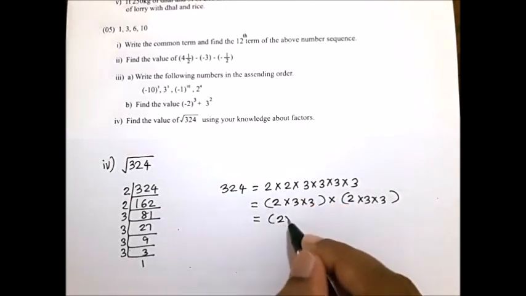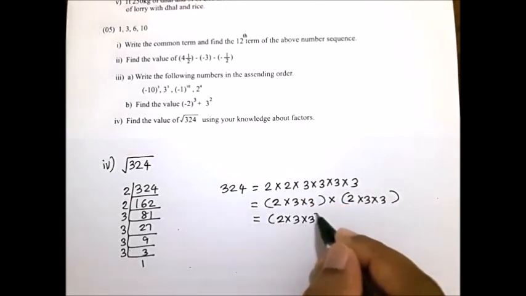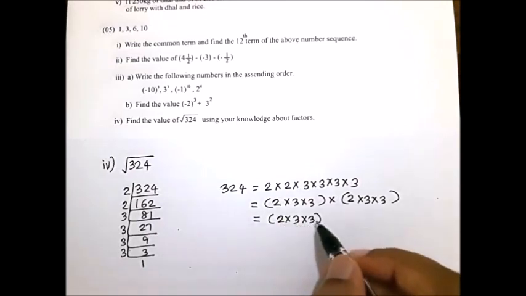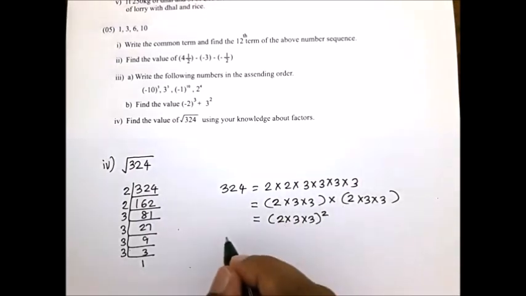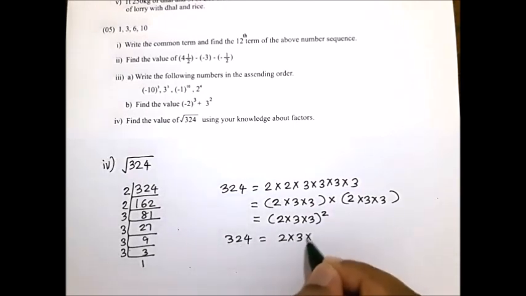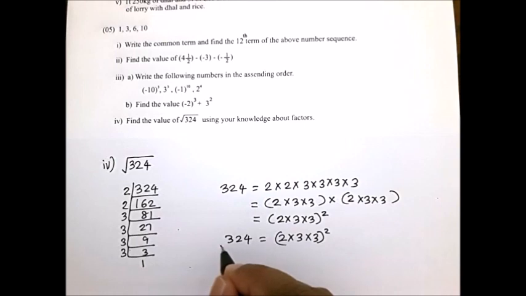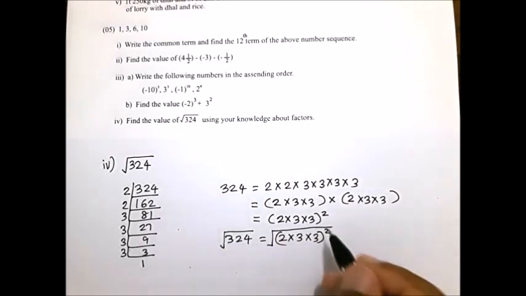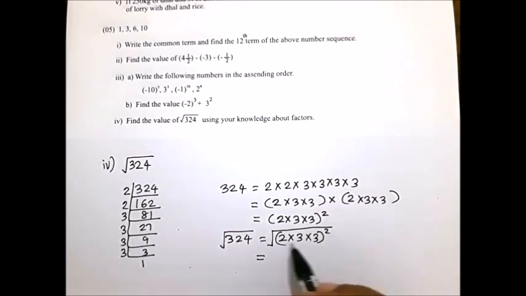You can write this in index form. 2 multiplied by 3 multiplied by 3 to the power 2. Then take the square root of both sides. Here square and square root cancel each other, only these numbers remain. 2 multiplied by 3, 6 multiplied by 3, 18. This is the answer for square root 324.